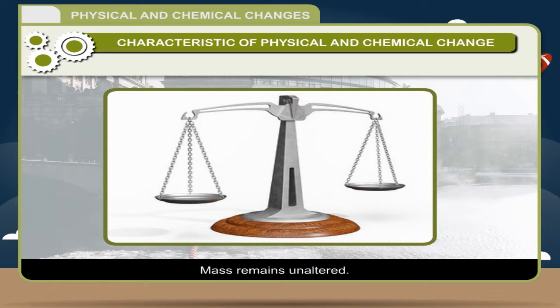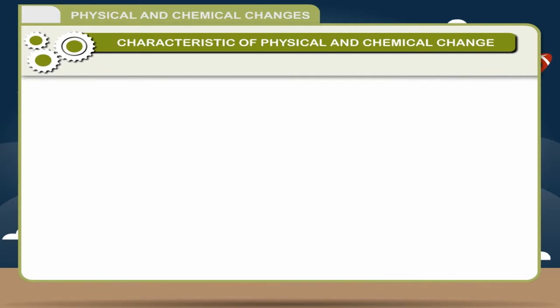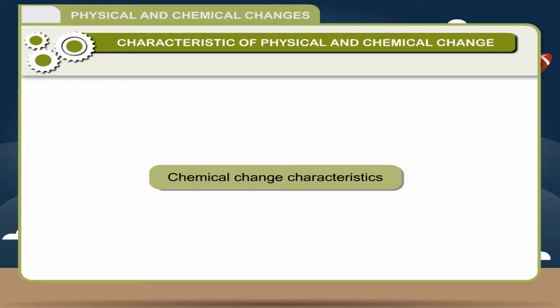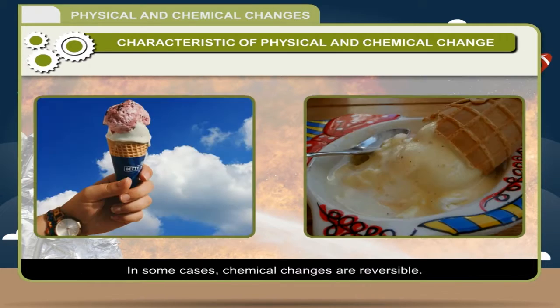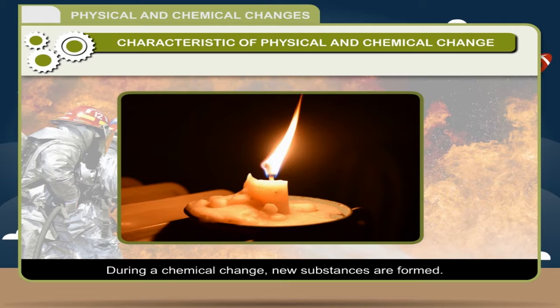Mass remains unaltered. Chemical change characteristics. A chemical change is usually an irreversible, permanent change. In some cases, chemical changes are reversible. During a chemical change, new substances are formed.